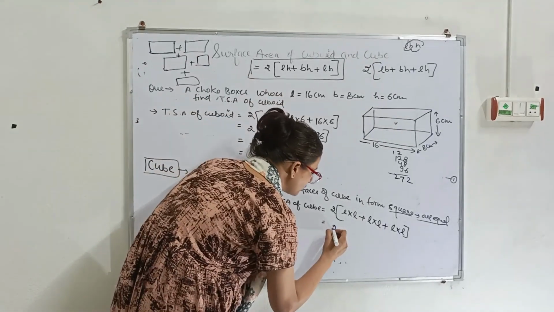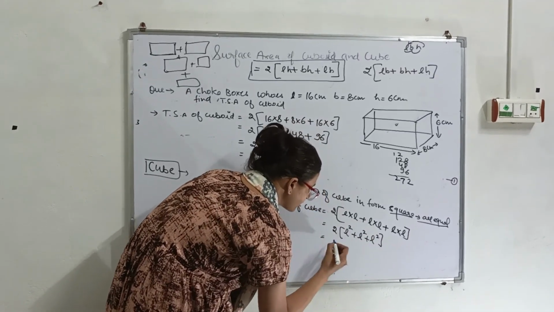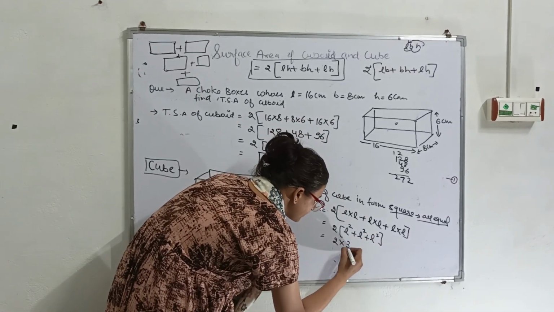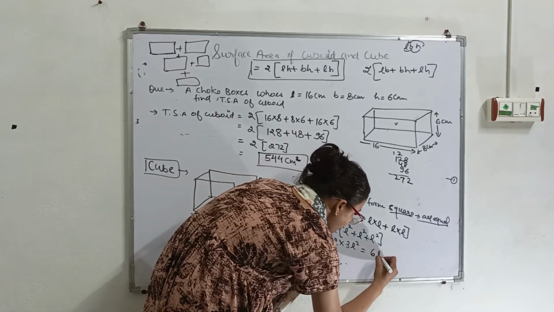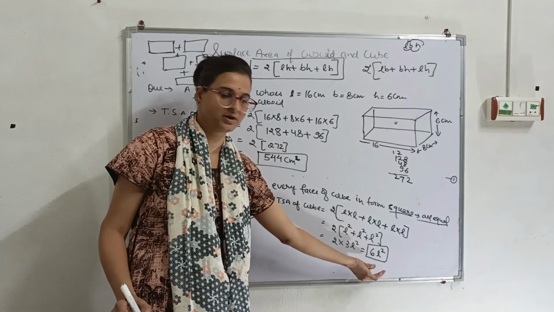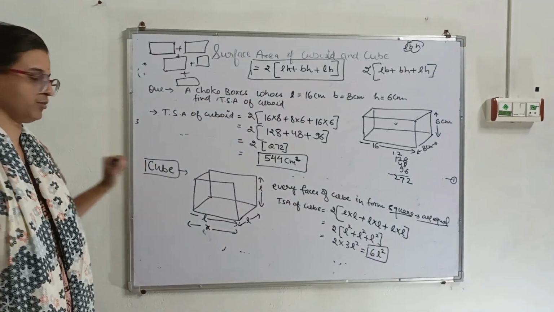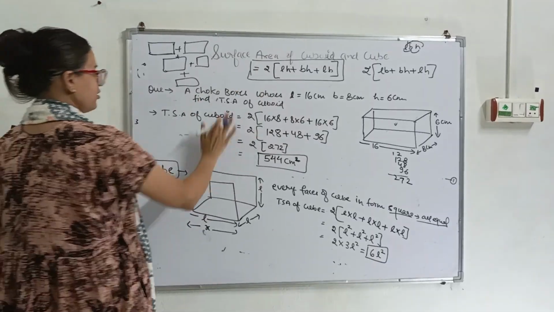Okay, so 2L square plus L square plus L square. So this is 2, this is 3L square. So the total surface area is 6L square. The total surface area of the cube is 6L square. In questions about the cube, you are always given one side. Okay, so this was the question of a cuboid.